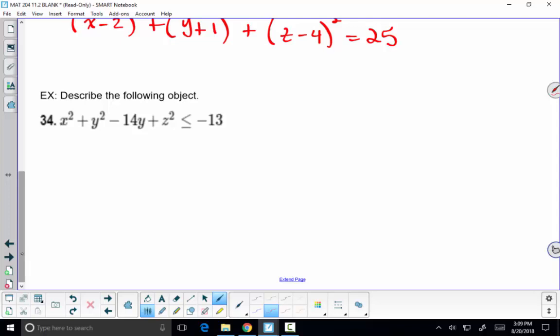But we can't quite see the important characteristics of this object on the left. If we look here and think of this as an equal sign, we're probably thinking this is a sphere. Let's try. What would we do with the y's to make this work? Complete the square. Yeah, complete the square. So we take the coefficient of y, divide by 2, and square. So we would have to add 49 right here, divide the 14 by 2, and square it.